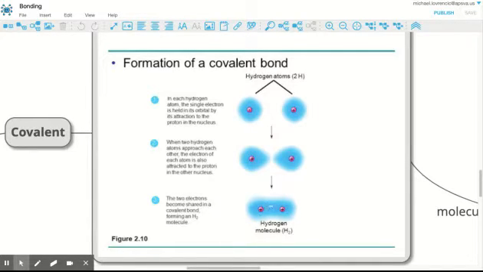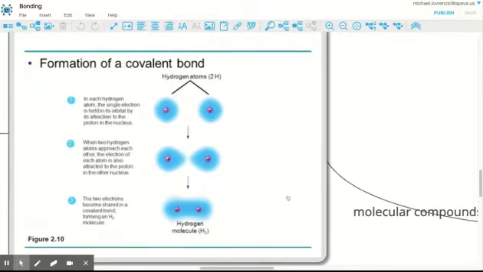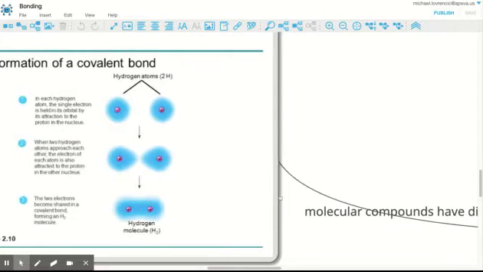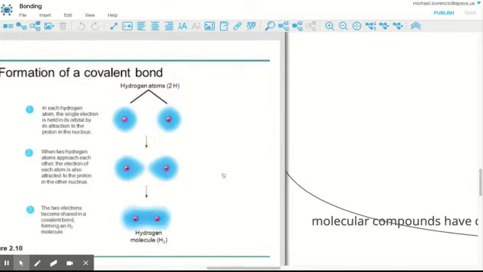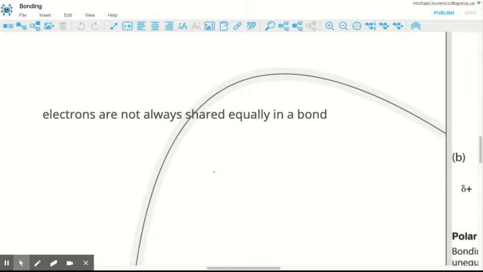And it's that sharing of those electrons that, in this case, gives each hydrogen atom 2 electrons in its valence shell. Again, for hydrogen, that's a really stable number. And sharing those 2 electrons makes a single covalent bond. And so we do have that sharing of electrons. Now, that sharing of electrons is not always equal.